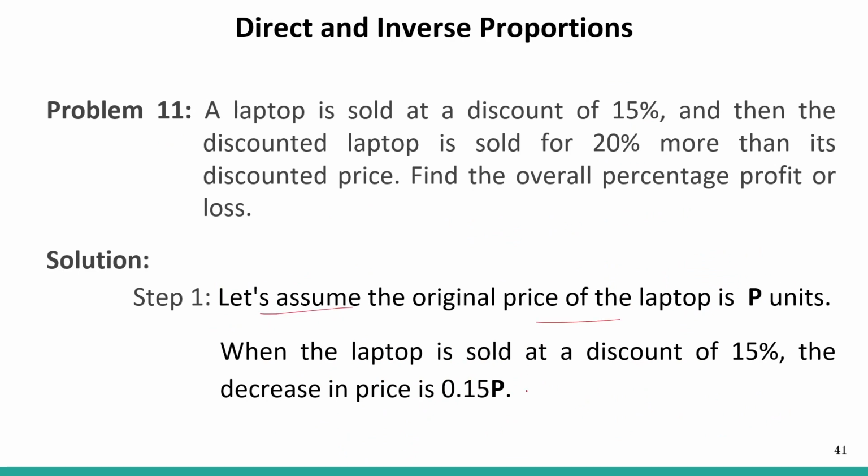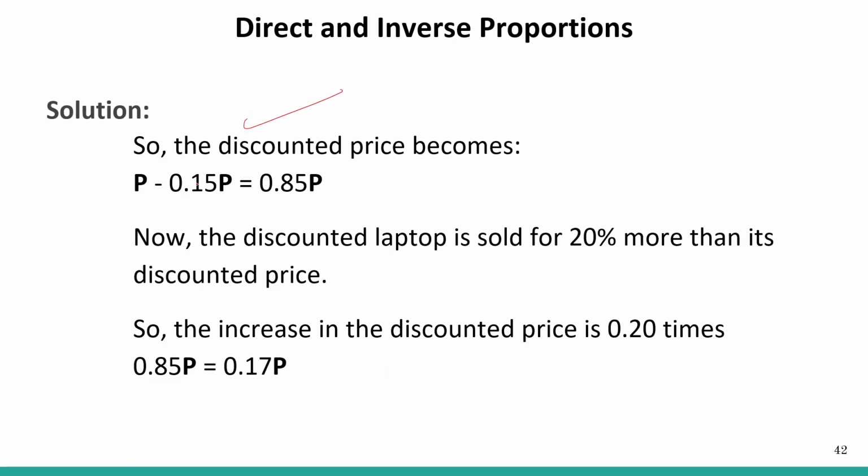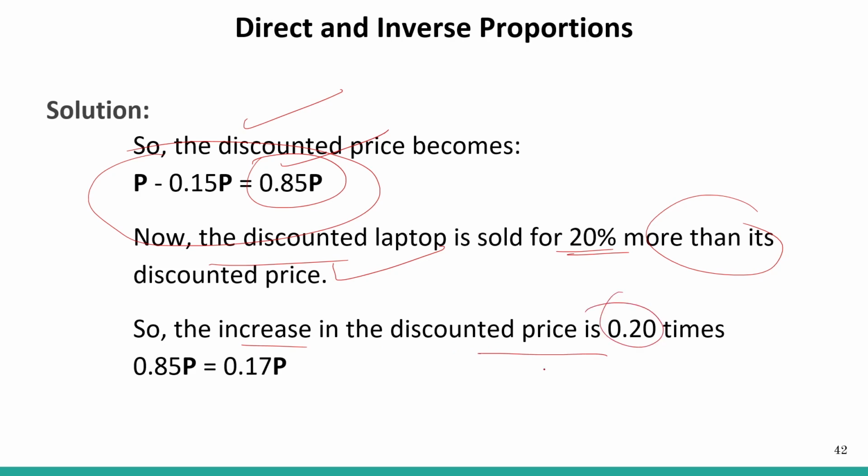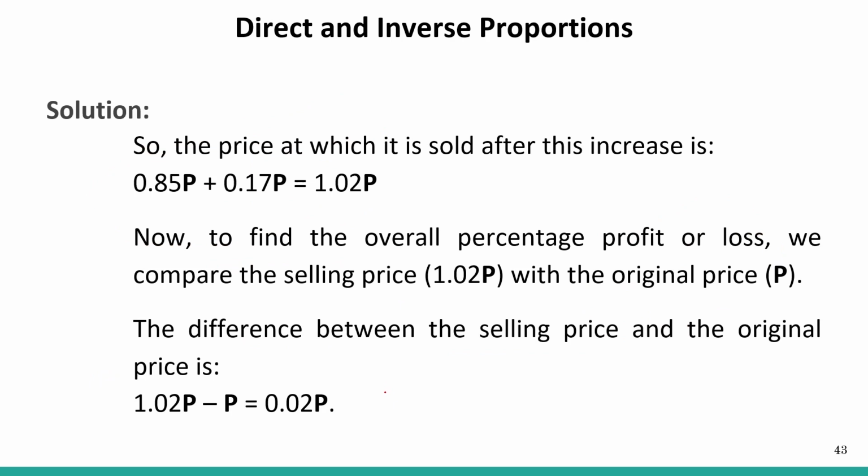Okay, so let's assume the original price of the laptop to be P. When the laptop is sold at a 15% discount, the decrease in price becomes 0.15p. So the discounted price becomes what? P minus 0.15p is equal to 0.85p. Now the discounted laptop is sold at 20% more than its discounted price. So the increase in the discounted price is 0.2 into 0.85p, which is equal to 0.17p.